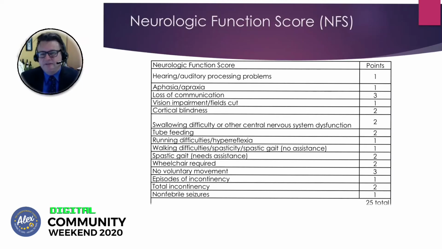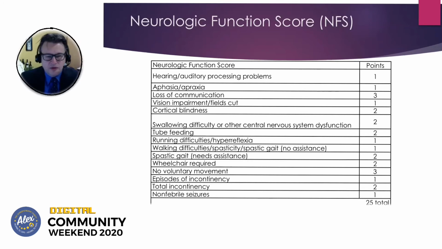Now, does this have any functional consequences? I need to briefly talk about the neurologic function score, which is really a score of dysfunction. We assess boys before and after transplant as far as how they're doing neurologically. And in this scale, you get points for dysfunction. So if you have hearing problems or auditory problems, you get a point. If you have aphasia, you get a point. If you have cortical blindness, you get 2 points. Running problems is a point.